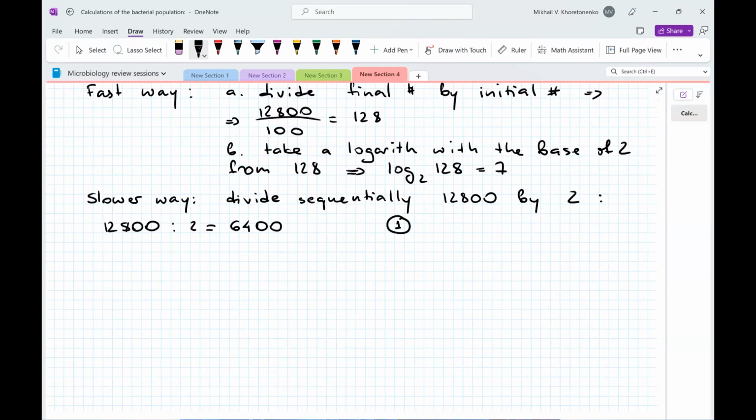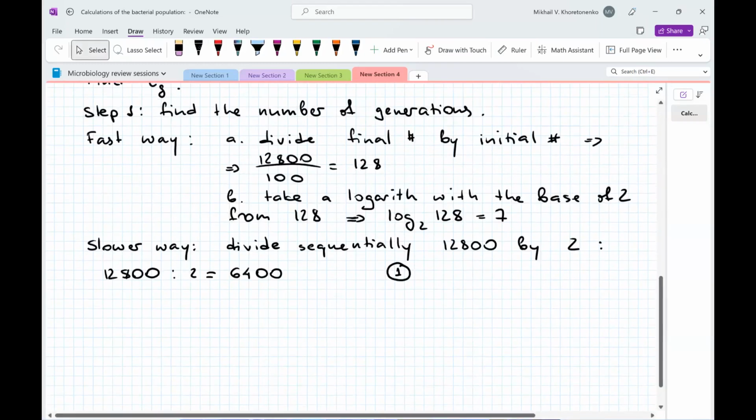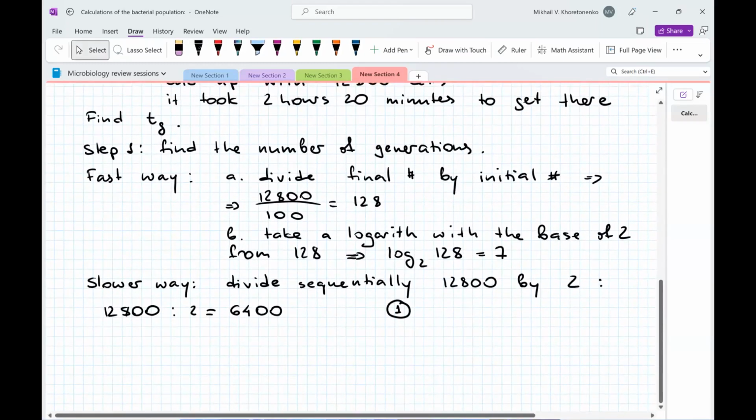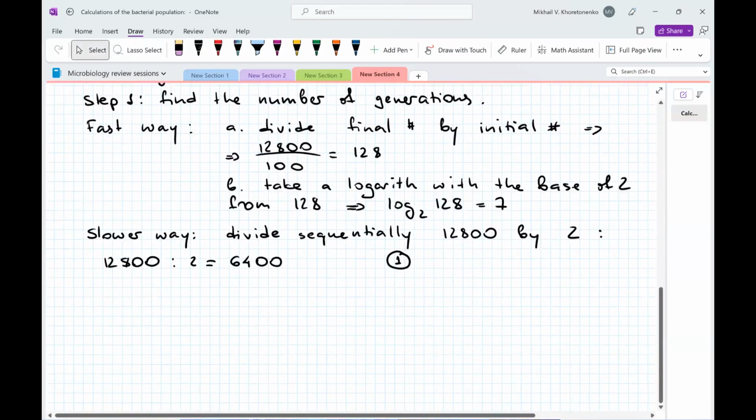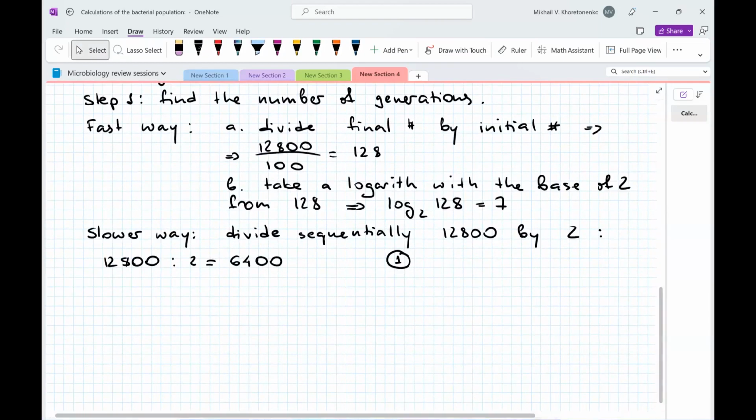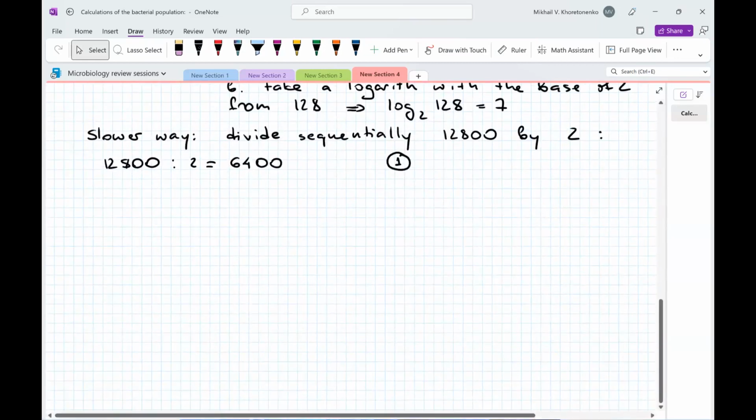Folks, I would really appreciate some feedback. On the fast way, after we divide 12,800 by 100 and we get 128, you said take the logarithm with base 2. Is that a button on the calculator? It's okay. Here's the deal. It's probably going to be easier to just take the slower way.